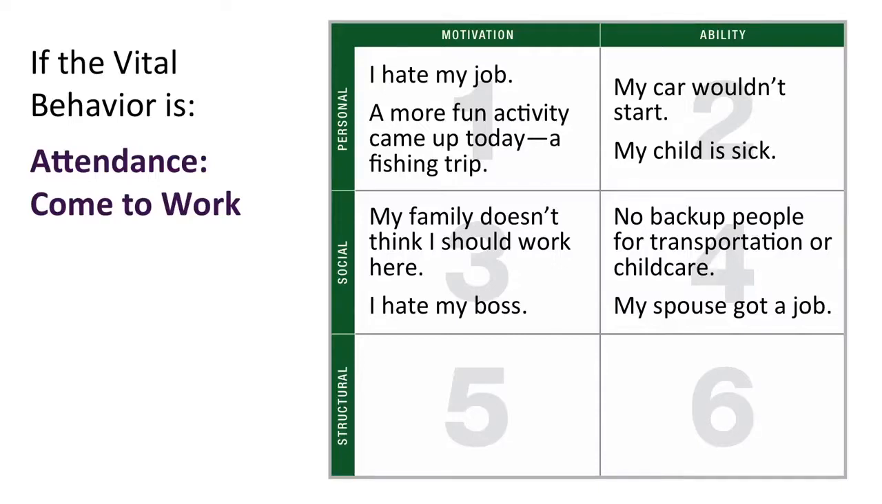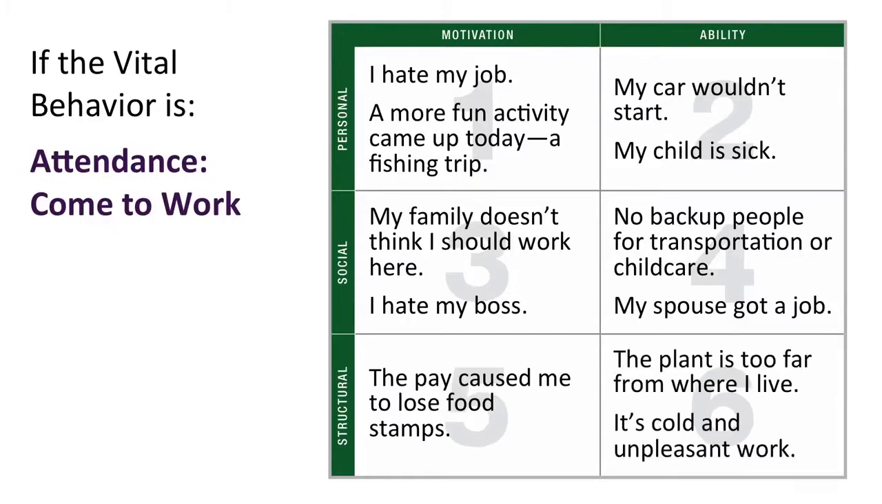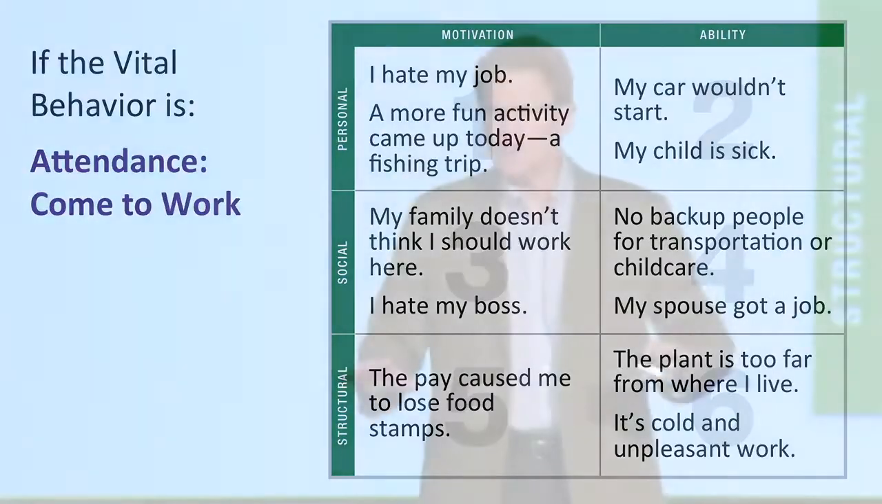Right? Or down at the structural motivation side, I got just enough pay to cause me to lose my food stamps, and now I can't afford childcare, and so I'm actually better off if I don't work. Right? Or finally, the plant's too far from where I live, and by the way, I'm working in a refrigerator. They keep it in the mid-40s because, hey, we're dealing with fresh meat. So this is all 6-source model where we're not looking at engagement. We're simply looking at attendance. Come to work.